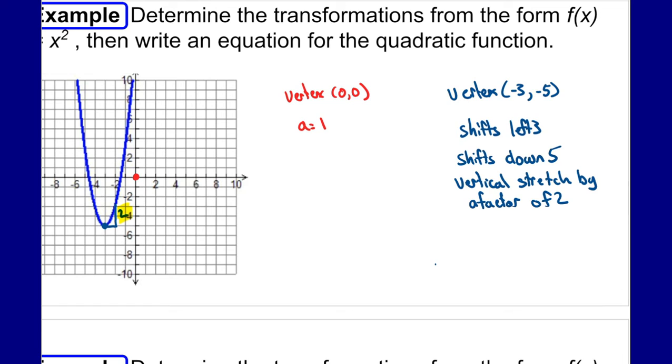Now we have values for all 3 variables where we found all our transformations. So it would be f of x equals 2 times (x plus 3), because it's the opposite of what we see, squared, and then the k value is exactly as we see it, so minus 5. And that is our equation for this quadratic function based off of the transformations.